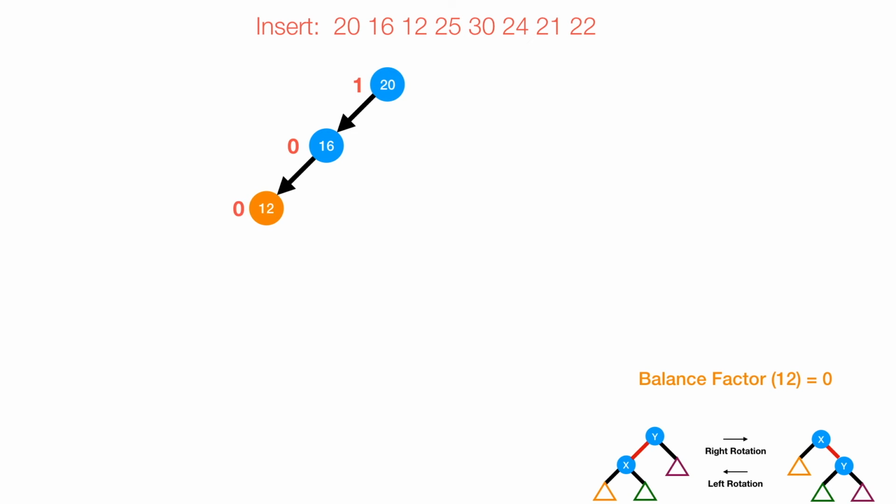So 12 of course has a height of 0 and a balance factor of 0 as well. Now let's update the heights going up the tree. 60 now has a height of 1, and its balance factor is going to be 0 minus -1, which is going to result in +1. And +1 is a valid balance factor.